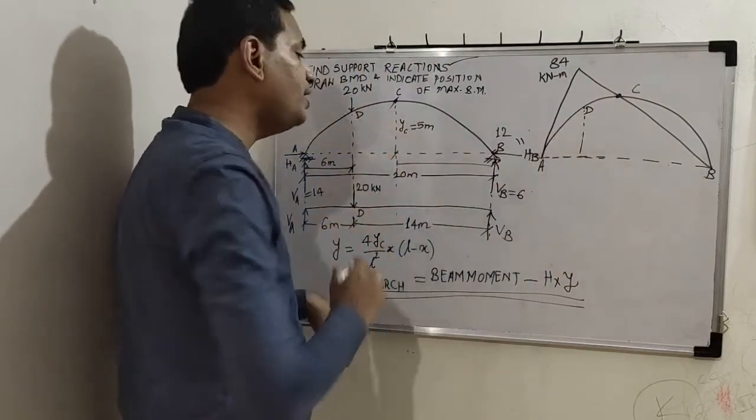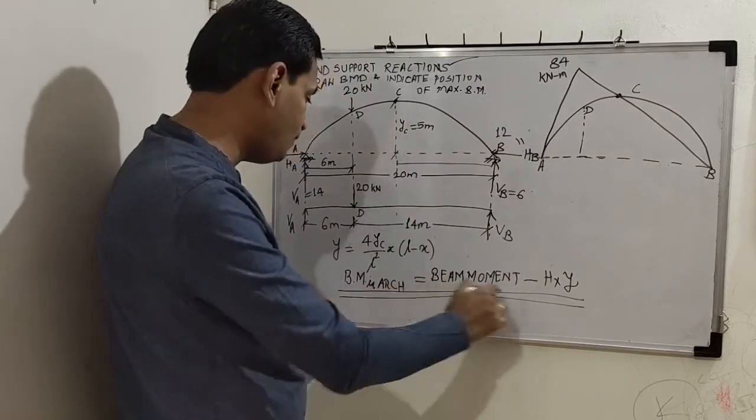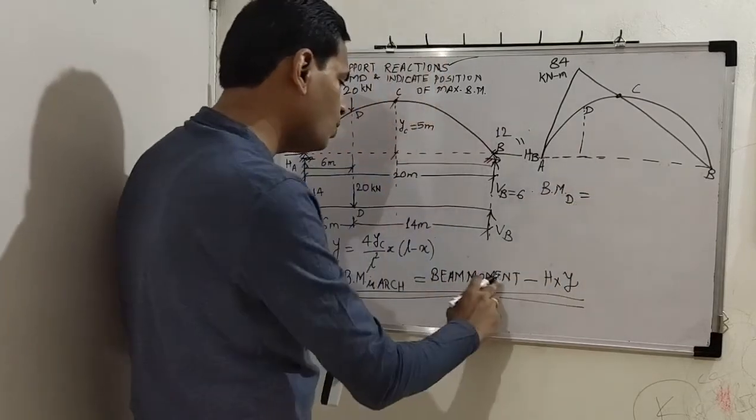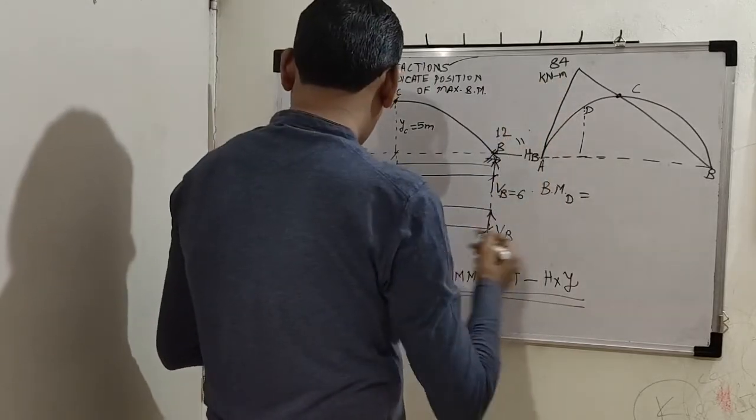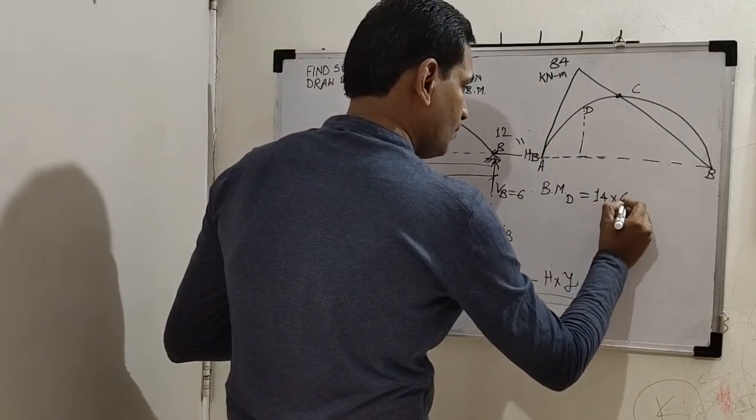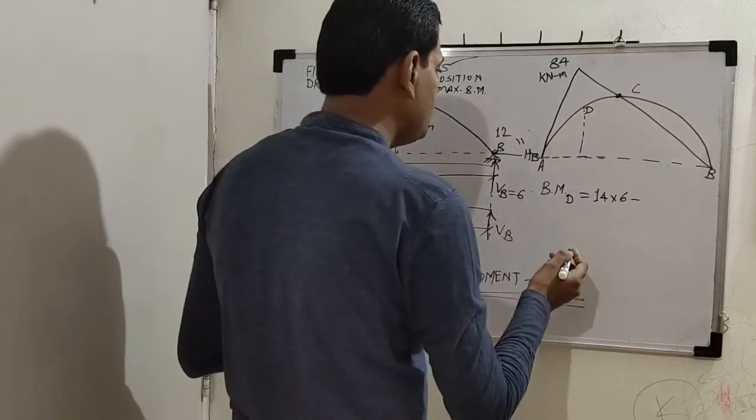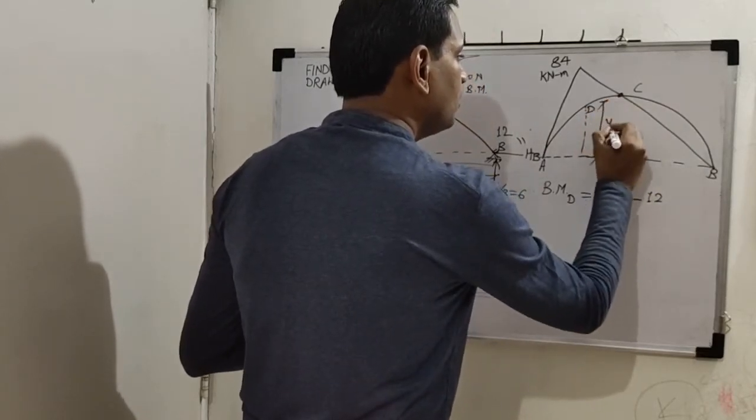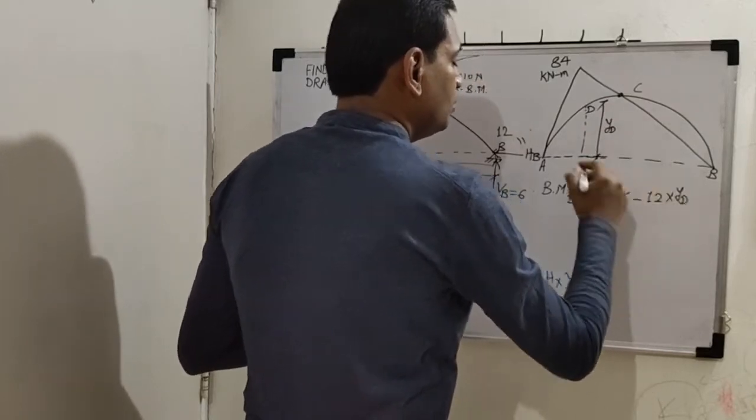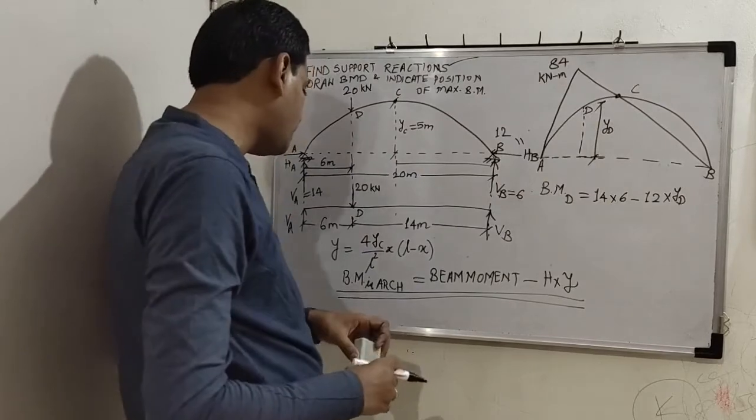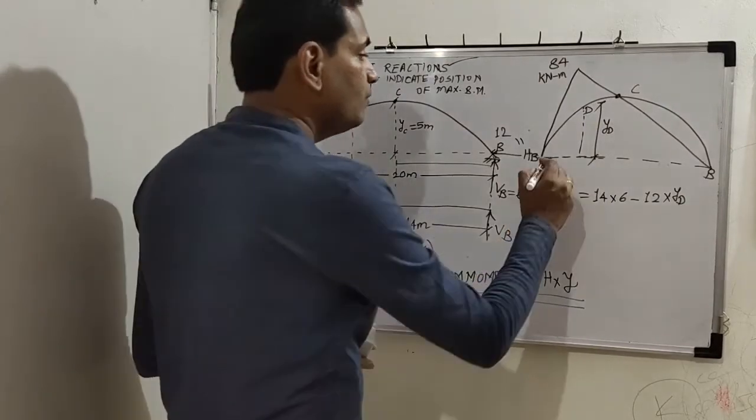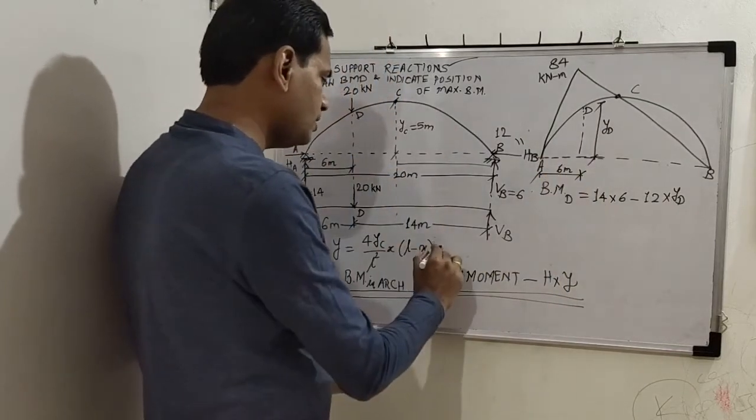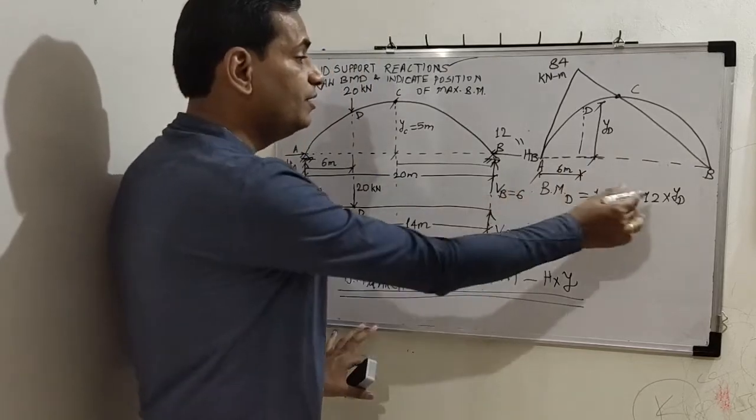Now the net moment at point D you have to find out using this equation for bending moment in an arch. So I'll write here: bending moment at D is equal to beam moment 84, which is 14 into 6, minus H into Y. How much is H? 12 into Yd. So we need the Y ordinate here. How to calculate that? Use this equation. X, how much is x? It is 6 meter. So you substitute x as 6, you will get Yd.